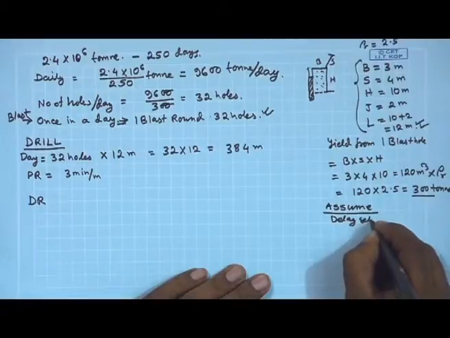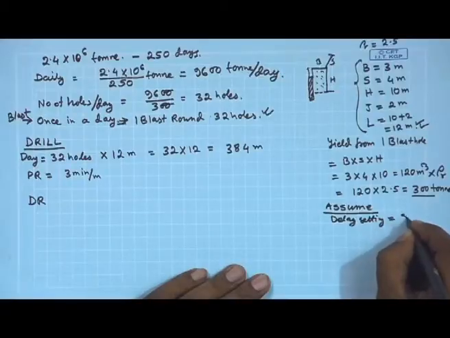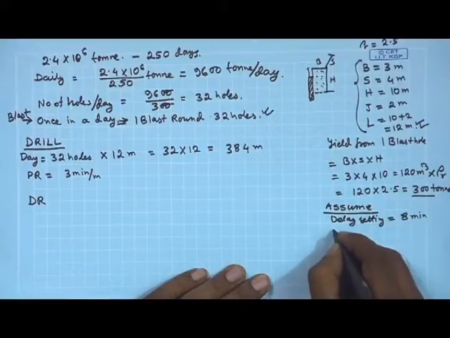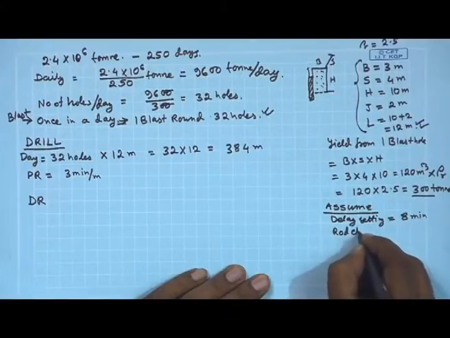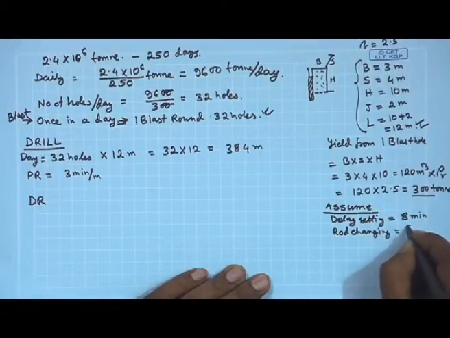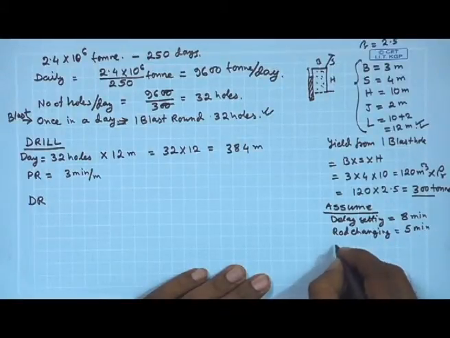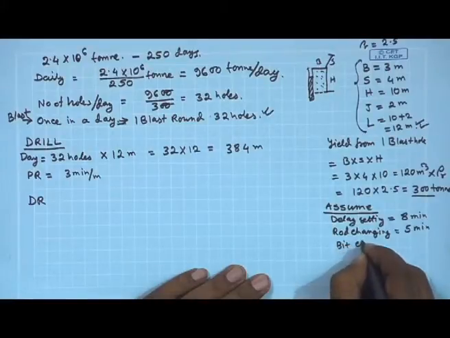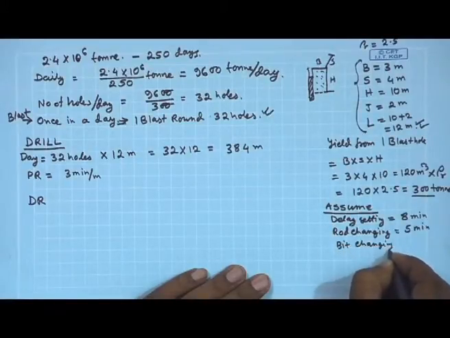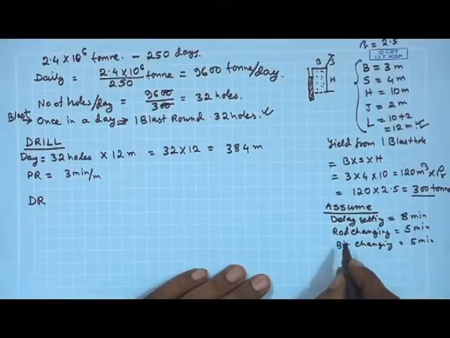Let us consider we need to have the delay for setting of the drill machine, just like the previous one, 8 minute, rod changing time again 5 minute, and again consider bit changing time 5 minutes, and the rod length is already given 6 meter.